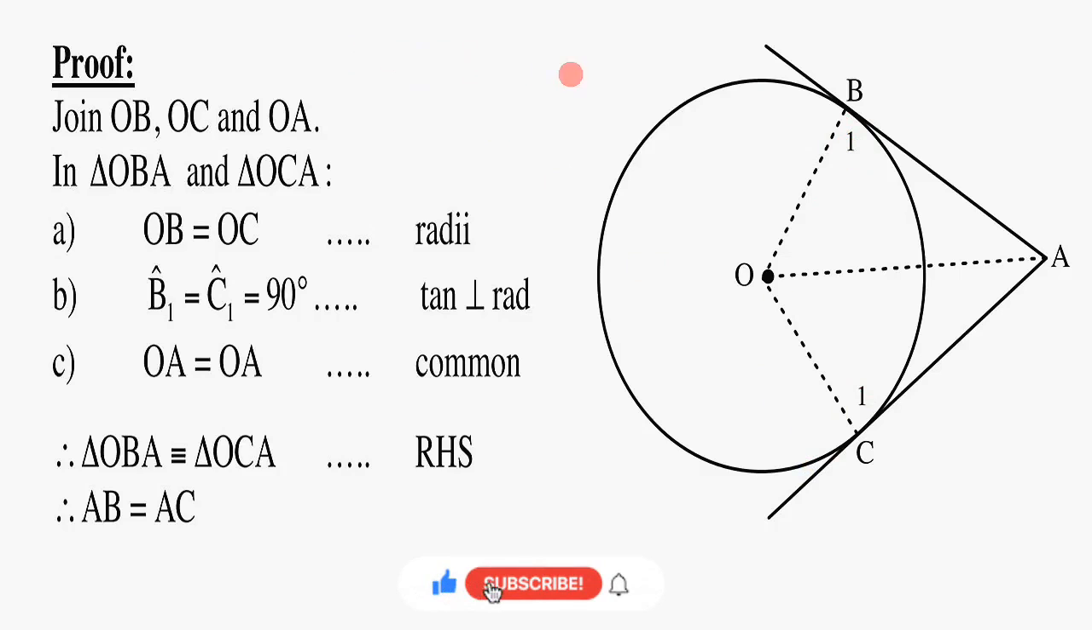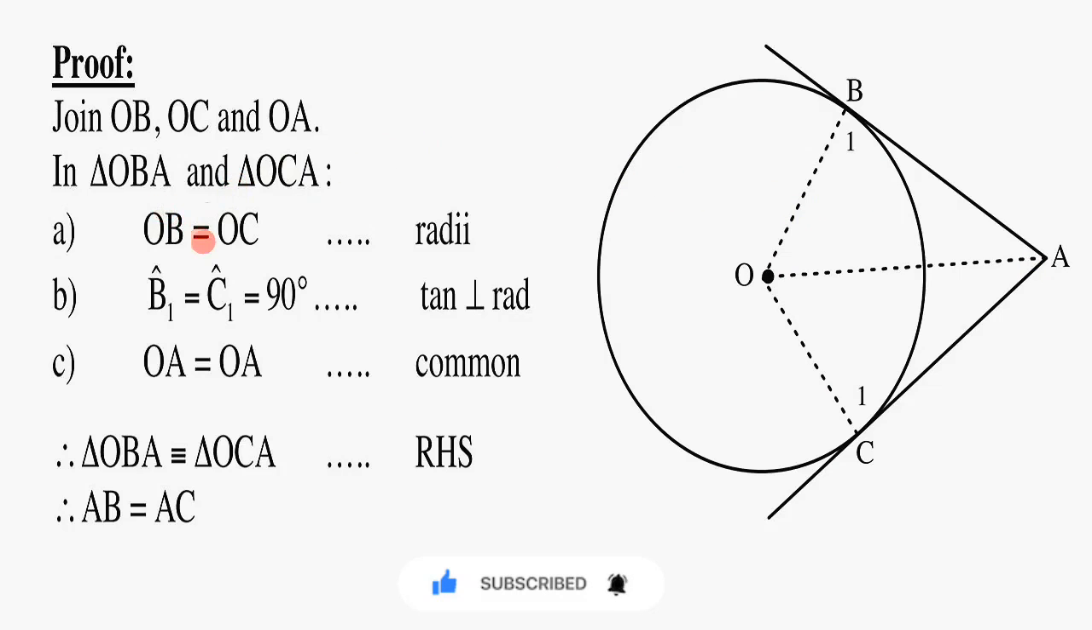Now we can see that we have two triangles here, which is triangle OBA, and then down here we also have another triangle OCA. If you can just follow there, we have another triangle OCA. Now we're going to prove the congruency between these two triangles.